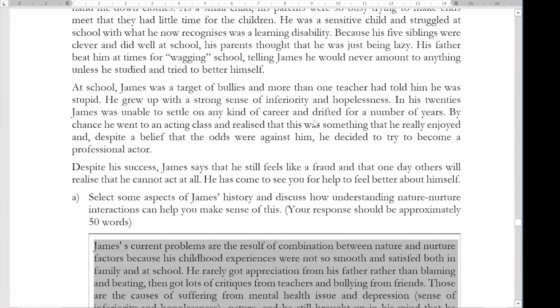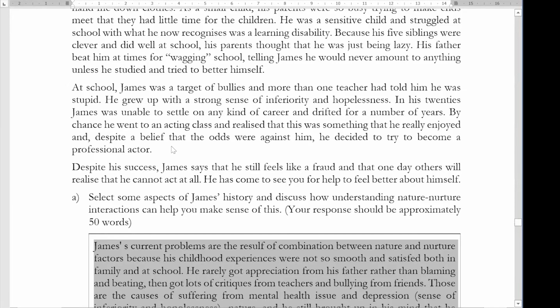Oh, yes. Okay. In his 20s, James was unable to settle on any kind of career and drifted. Drifted. Didn't have a goal, just drifted. For a number of years.